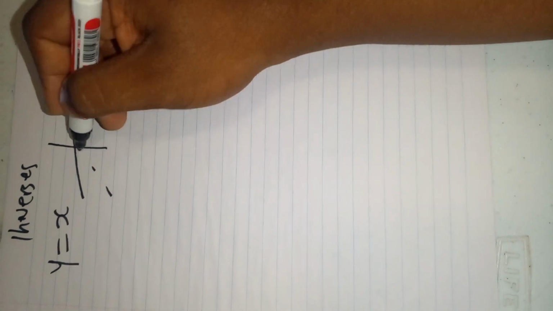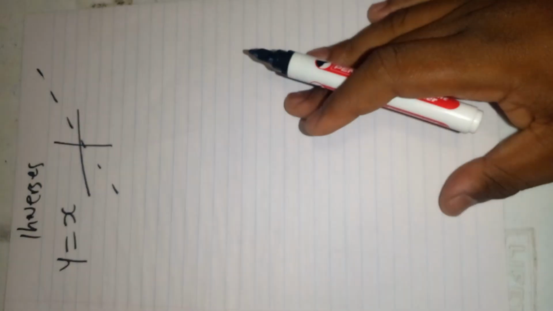Now let's go to inverses. Inverses are functions that are reflected about the line y equals x. Is it fine? The line y equals x always exists between the two graphs.